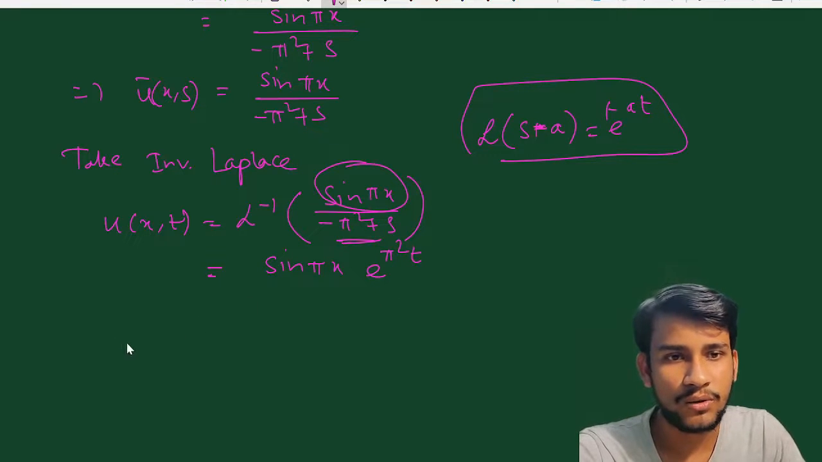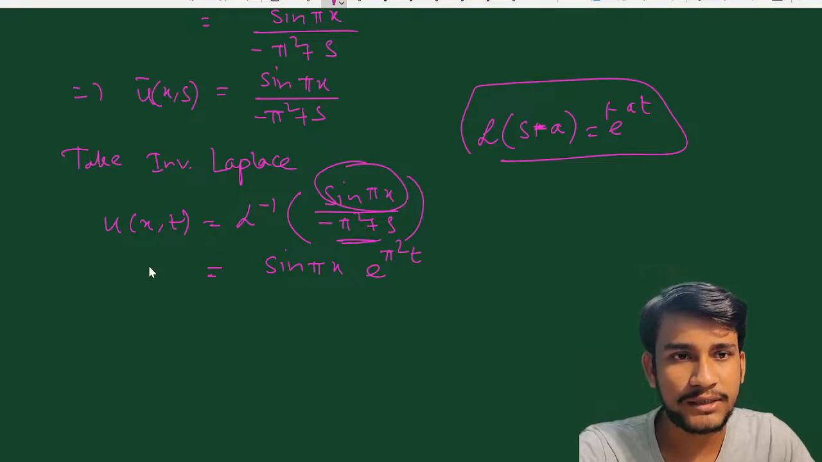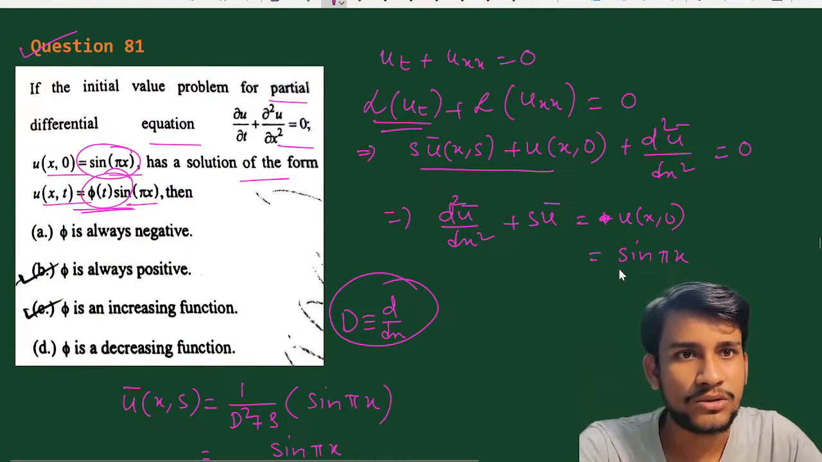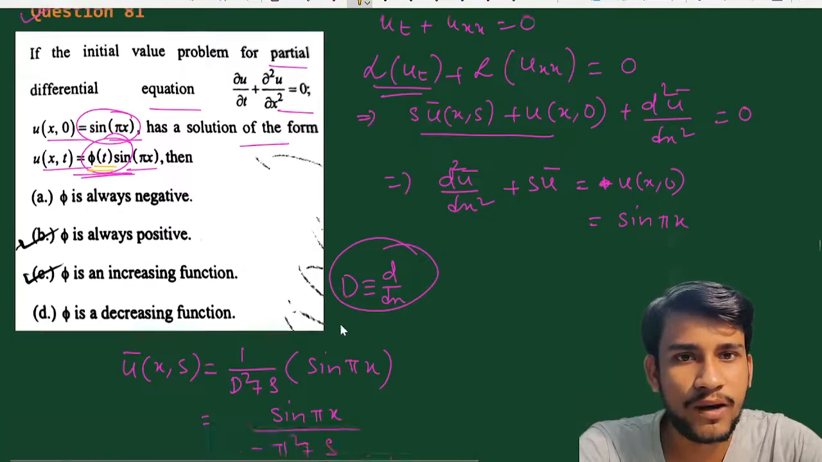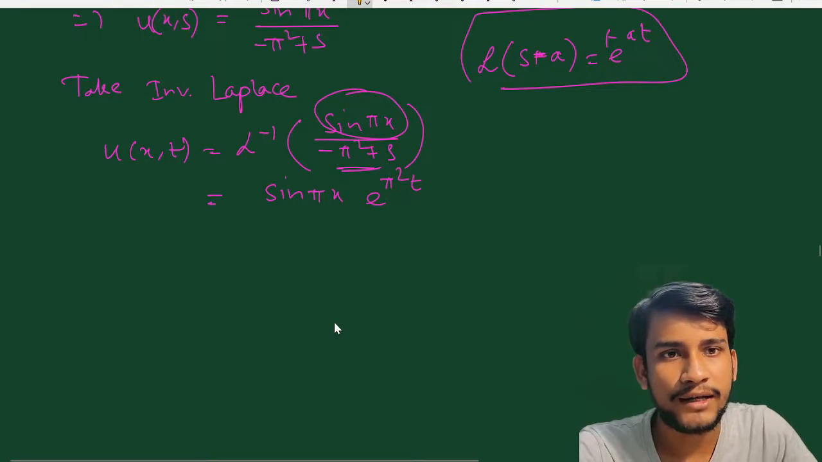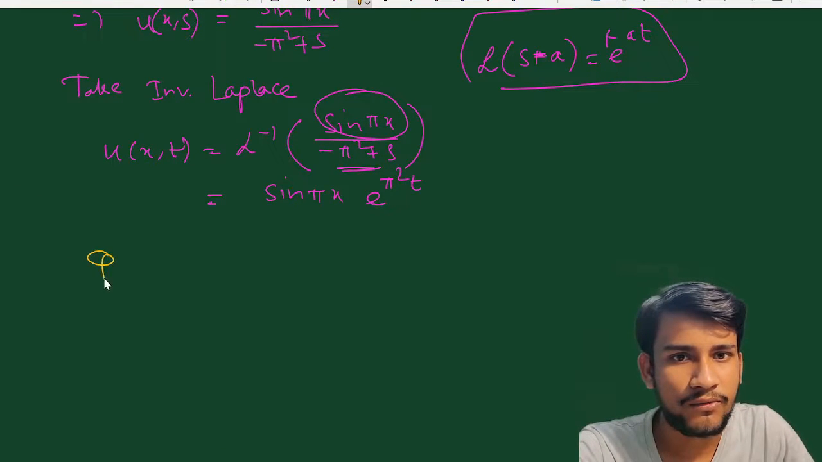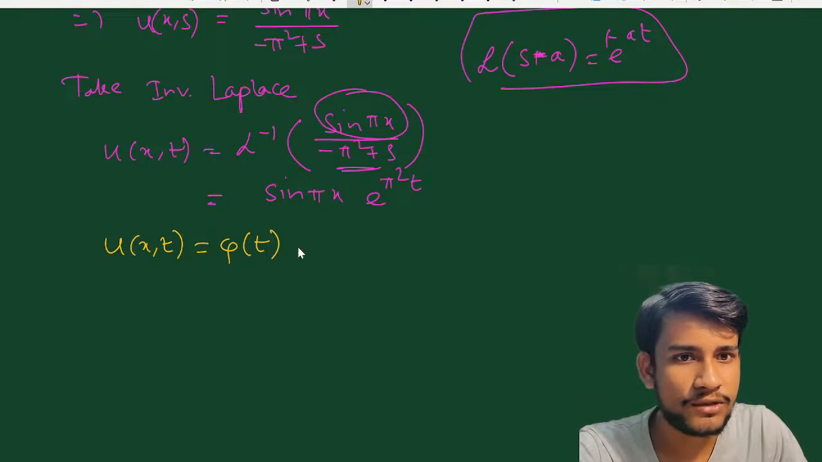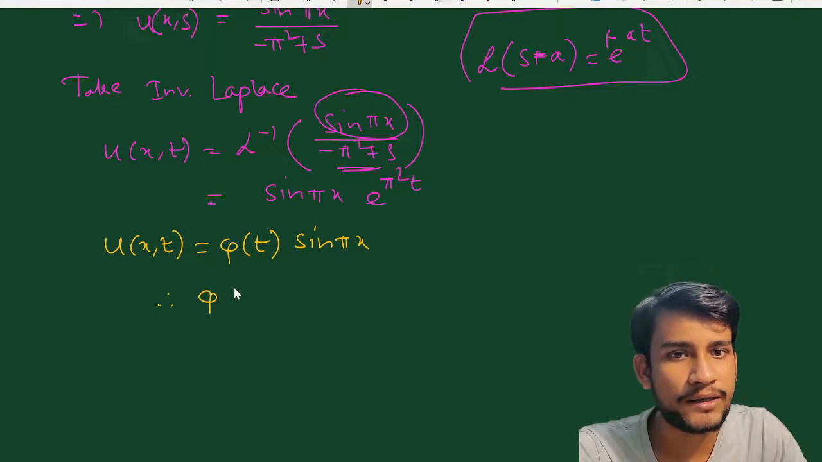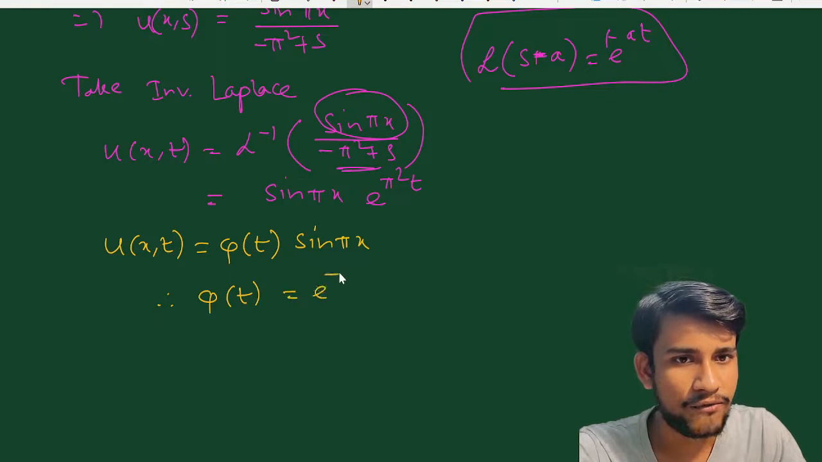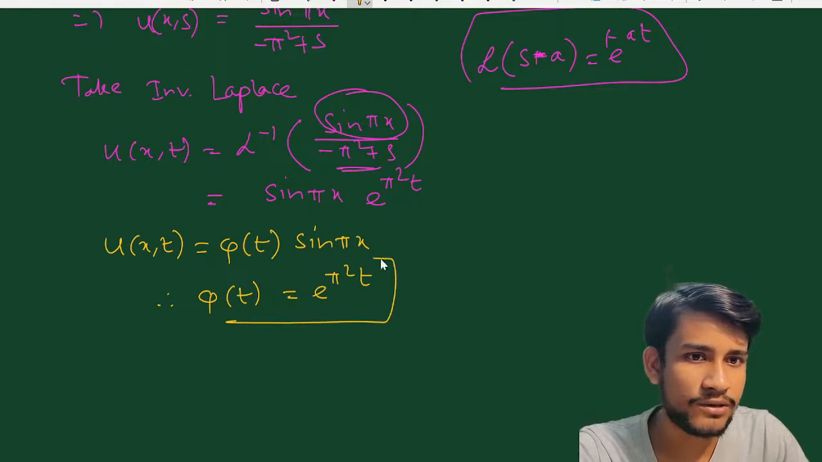Now compare this with the given function. Here phi(t) equal to what? u(x,t) is given as phi(t) into sin of pi x. Therefore if we compare this, we get phi(t) equal to e to the power pi square t. Okay, so this is the phi(t).